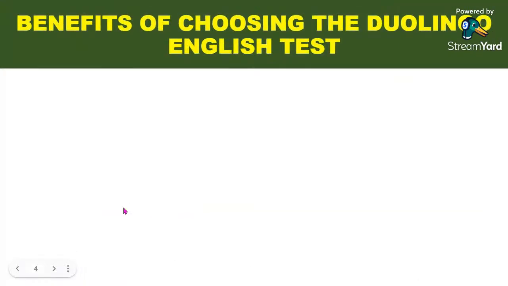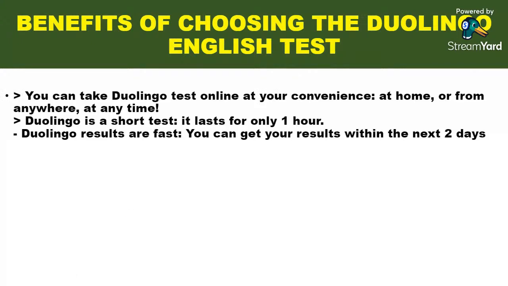Now let's look at the benefits of choosing the Duolingo English Test. First of all, you can take Duolingo English Test online at your convenience. You can take it at home or from anywhere, and you can take it at any time. That's a huge benefit. Moreover, Duolingo English Test is a short test. It lasts for only 1 hour. That is 60 minutes. Unlike IELTS, which lasts for more than 2 hours, okay?